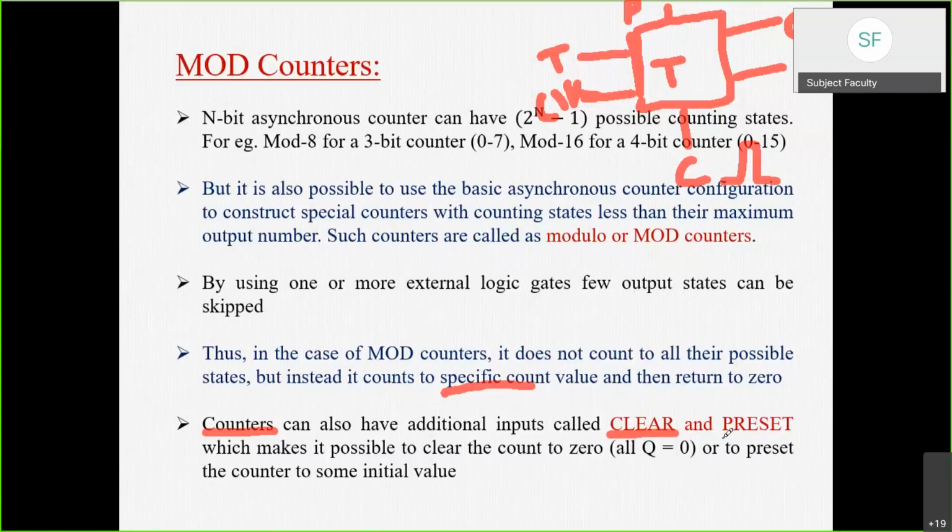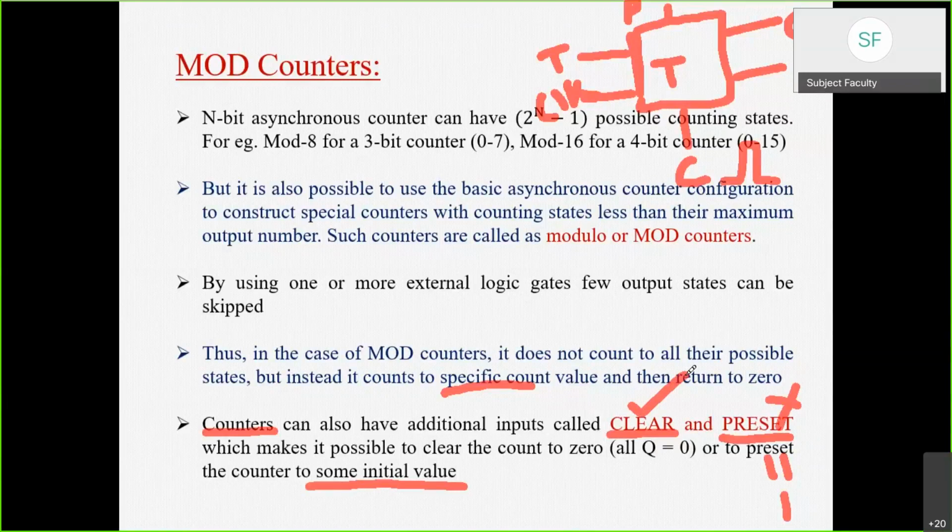And the second special input is the preset input. It is generally used by the counter to set some initial value. In this case, generally preset is given as 1. So whenever you want to set a specific value, then you will use the preset input. We are not using this particular preset input in our discussion, but we require clear.